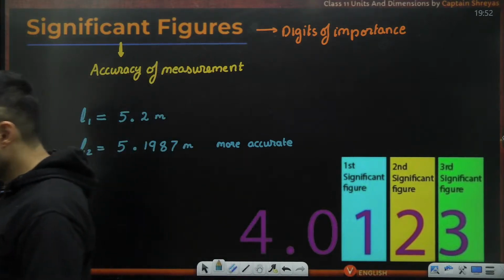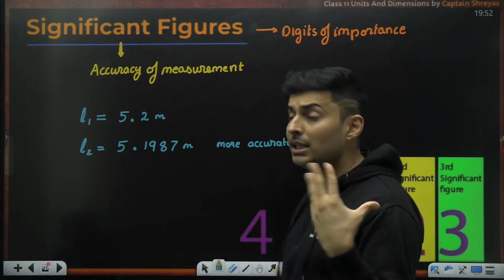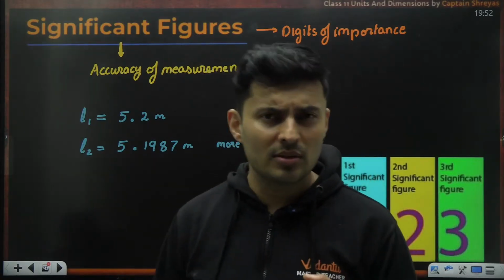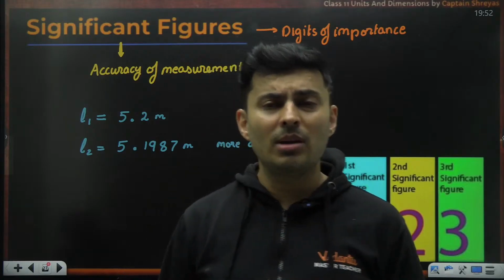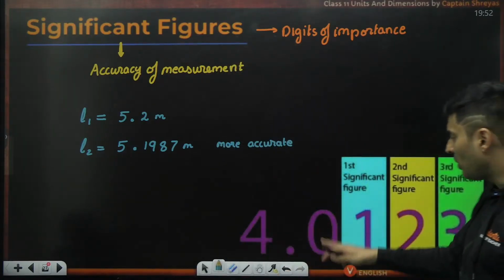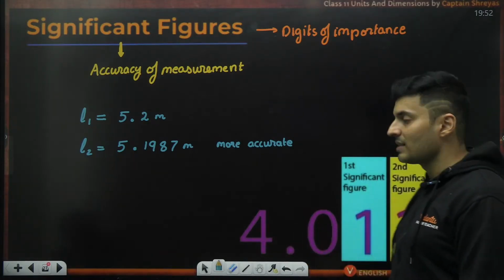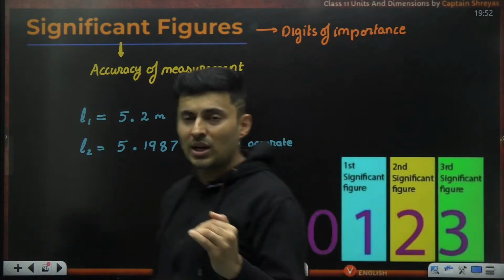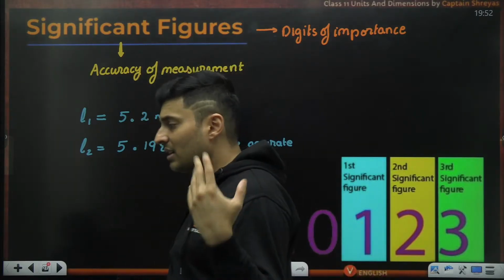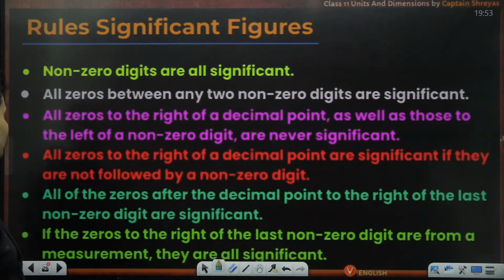Is that right, everyone? Perfect. So significant figures are basically like the digits of importance. But how do I decide which are important and which are not? See, the problem is not with numbers like 4, 1, 2, 3. The problem always happens because of the decimal or the power of 10 or the zeros. So when to consider 0, when to not consider 0, decimal, powers of 10, all these rules are mentioned over here on the next slide.